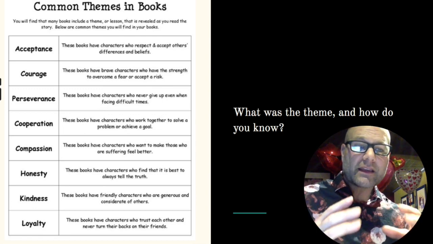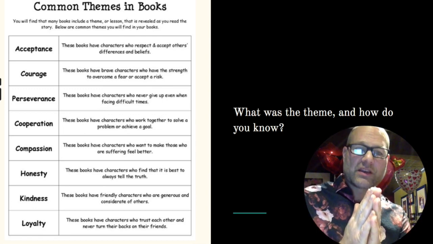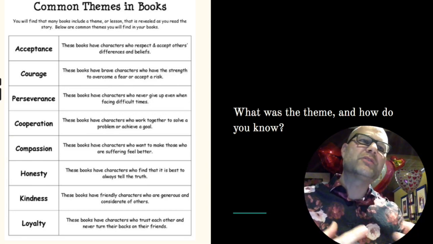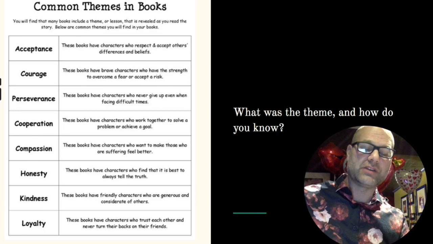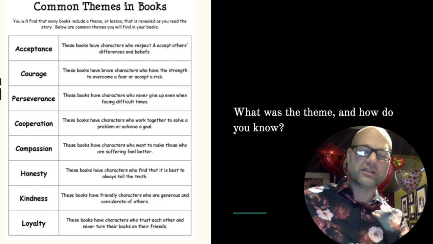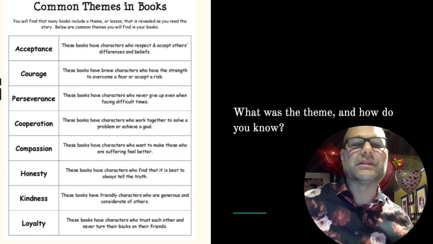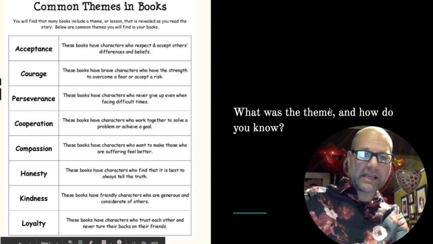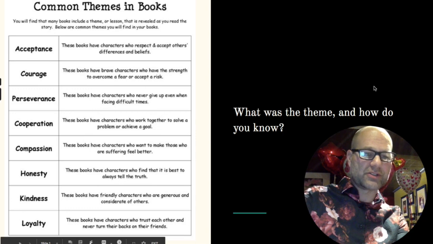The main thing I want you to do is not just come up with a message. I want you to come up with reasons why you think that is the message. You have to have evidence from the text. You can't just say, it taught me this, and that's that. I want you to actually write a little paragraph right here. This is the first slide of the slideshow that I'm going to share with you.